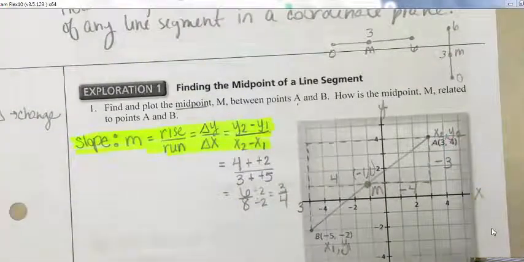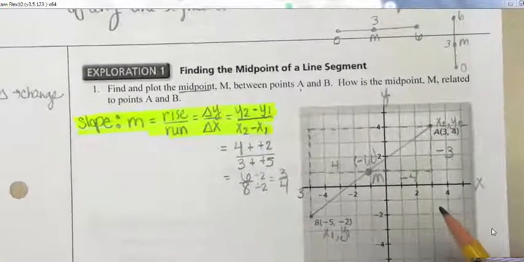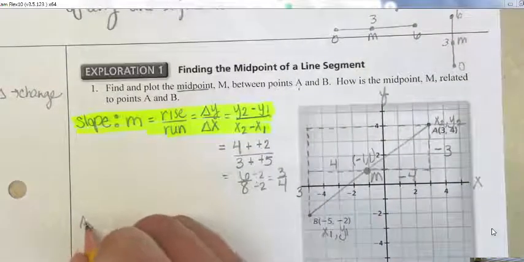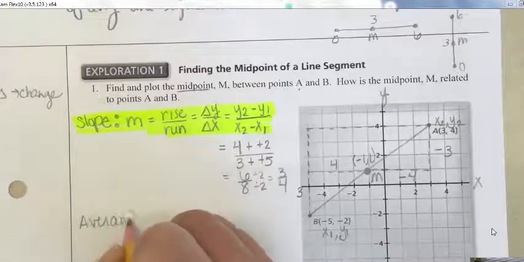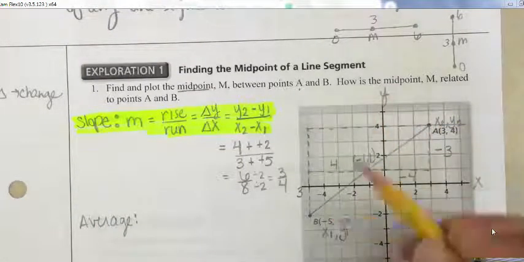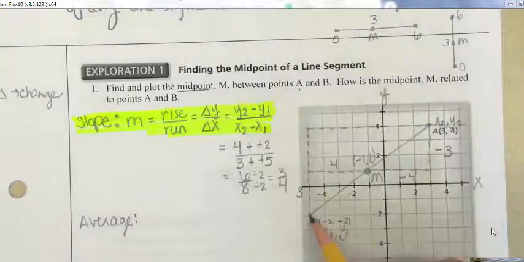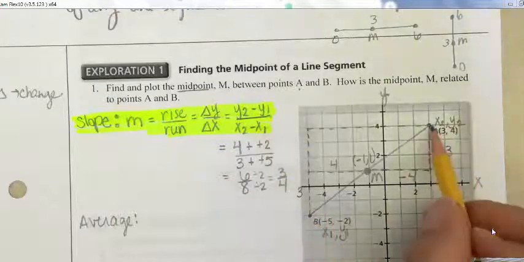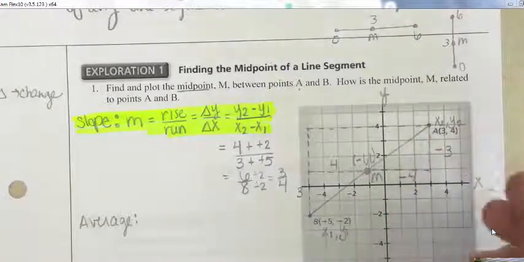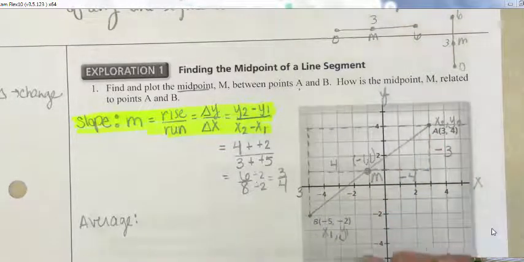Okay, so let's see. Another way that we can look at this is we can average the x values and the y values. It's going to give you the exact same thing. So if I think about averaging, let's start with my x values. Here I'm at negative 5, and over here on my x values I'm at 3. So I can take those two x values, add them together, divide by 2. That's going to give me the average of them. That's going to put me right in the middle.